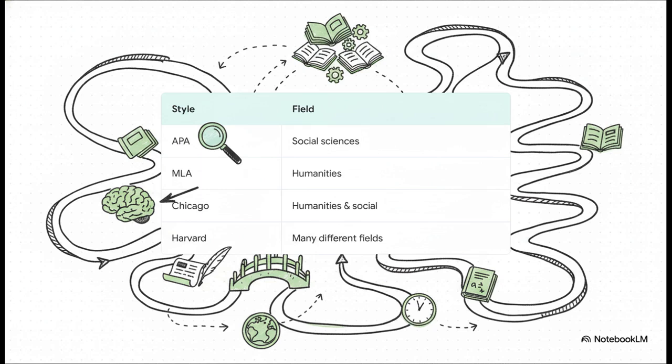Now, I get it, the landscape of citation styles can feel totally overwhelming, but it really just depends on your field. APA is your go-to for social sciences, MLA for humanities, and Chicago spans both. And then there's Harvard style, which is incredibly versatile across the humanities and sciences. And this brilliantly illustrates how simple Harvard style can be. Just author surname, year, and page number right in the text. Something like Smith, 2010, page 12.